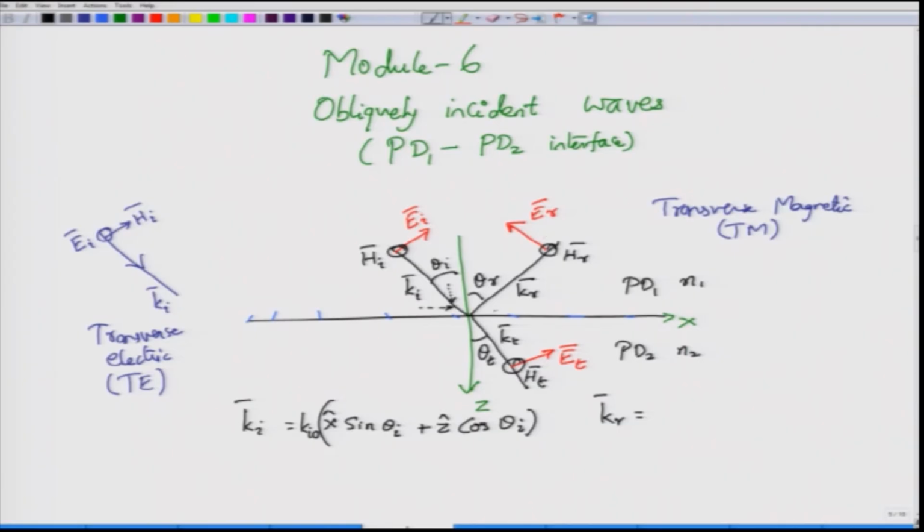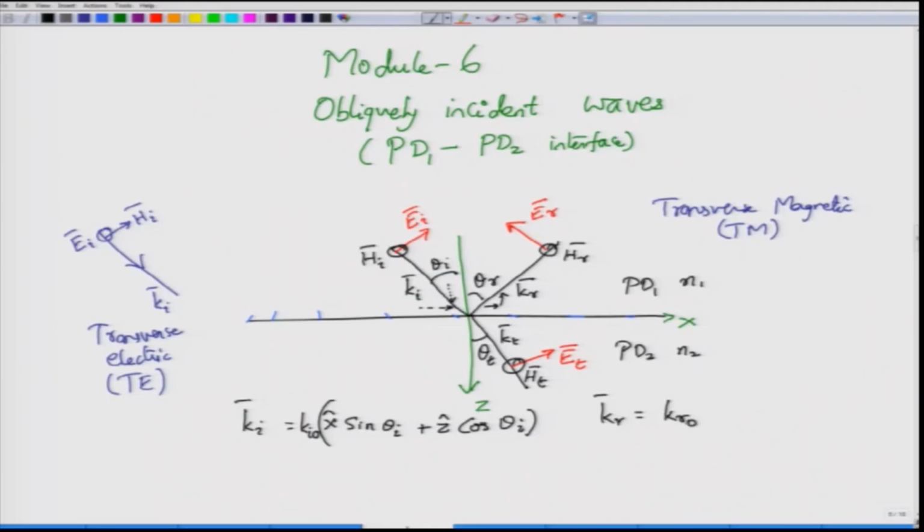So, a reflected wave means that the wave should move away from the interface, for which the z direction should become negative, or the z component should be negative for the reflected wave vector, whereas the x component can be positive. So, if you go again and decompose this kr vector into its corresponding components, you would see that it has a negative z component, whereas a positive x component.